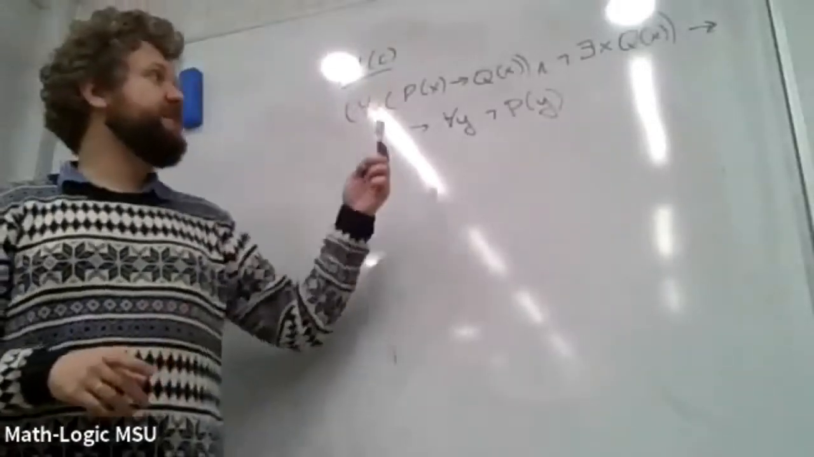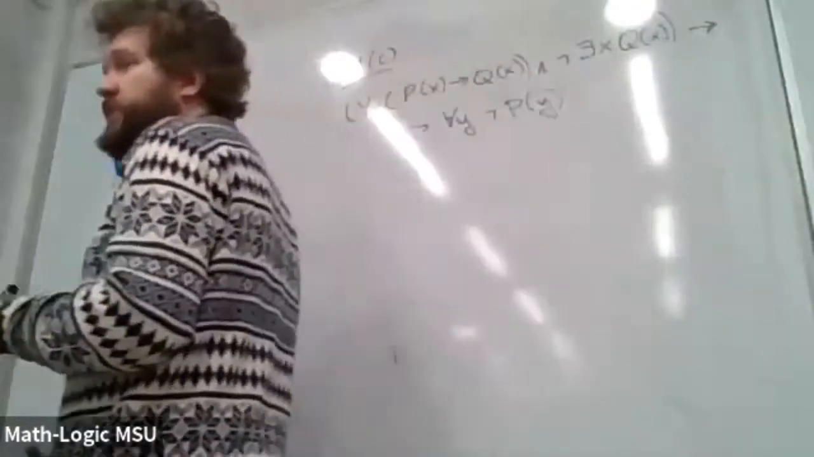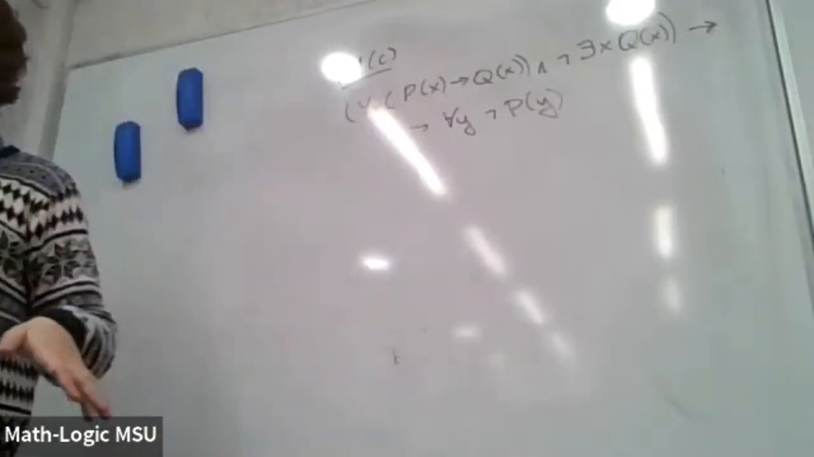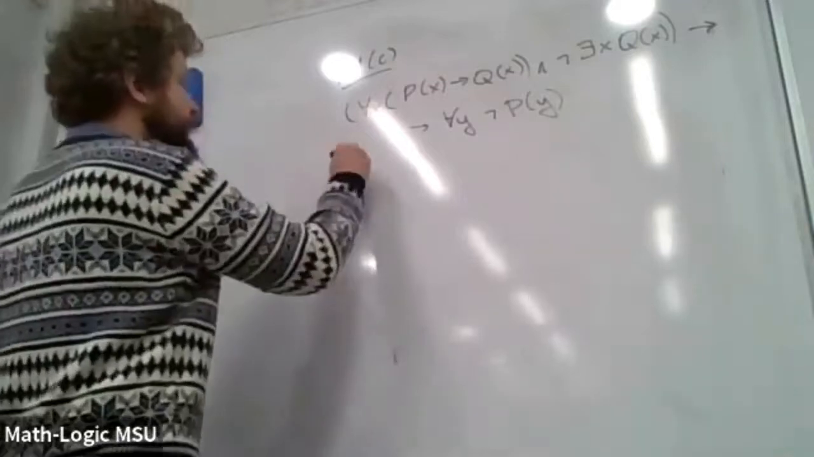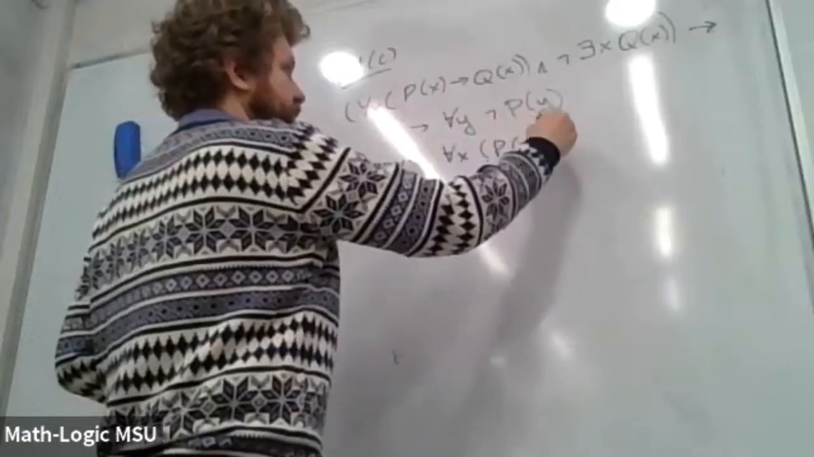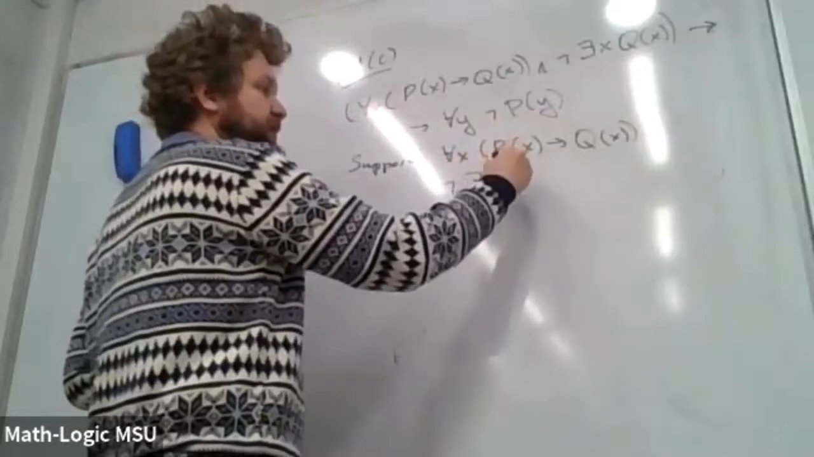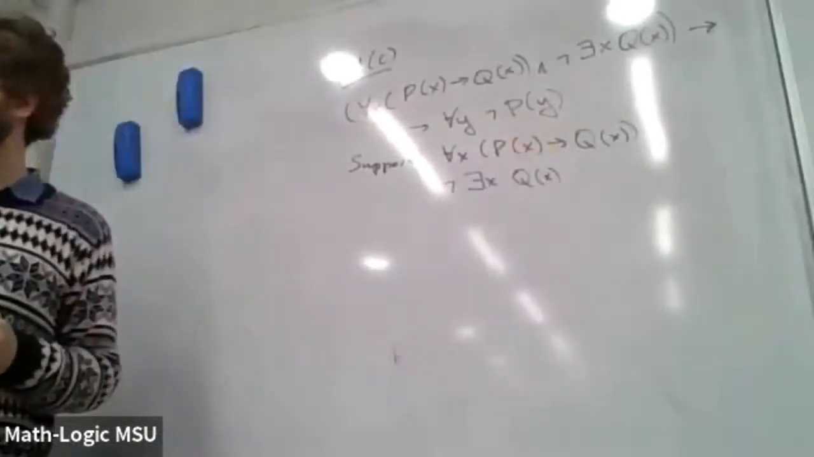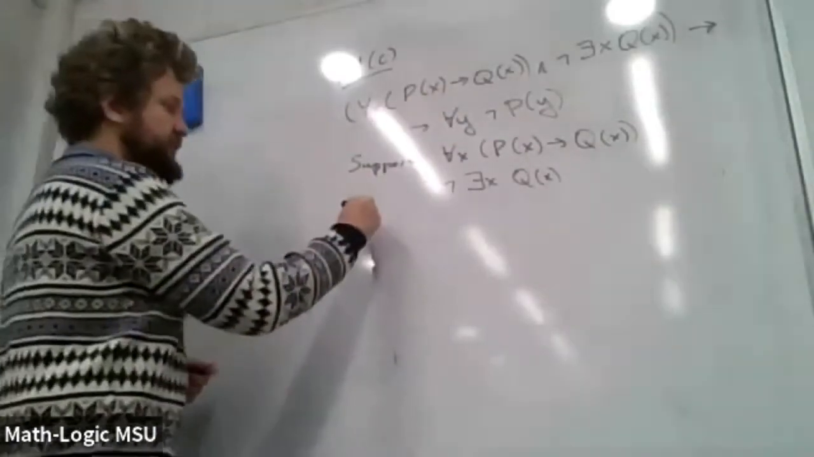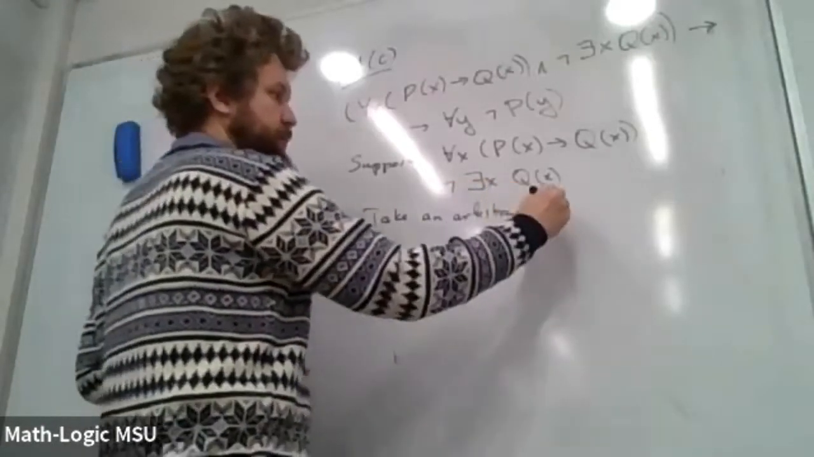So how do we justify an implication? We have to suppose that the premise is true and prove the conclusion, right? Because if the premise is false, we're done, we already win. So we suppose this and also this. Well, we have a conjunction and we can just split it into two. Suppose this. And now we have to prove for all y, not p of y. So take an arbitrary y.